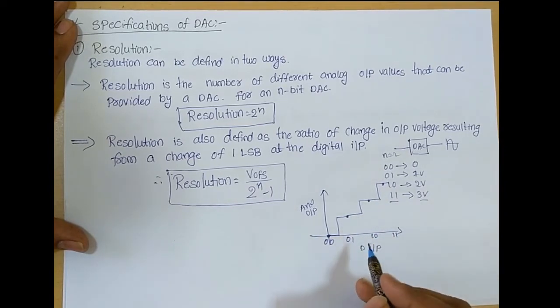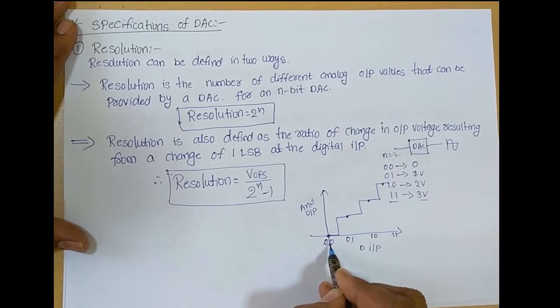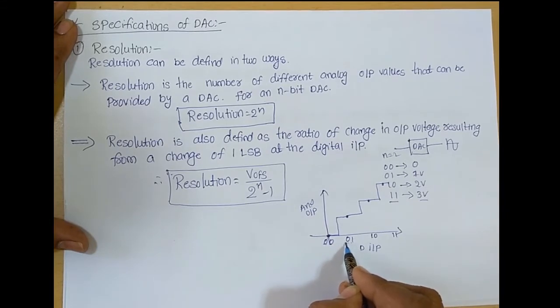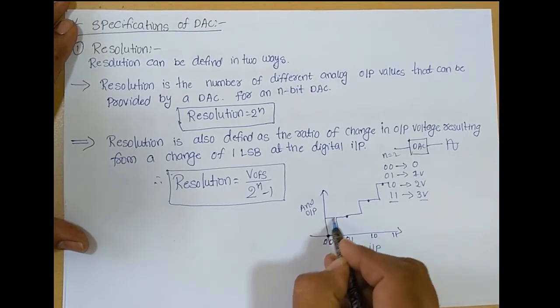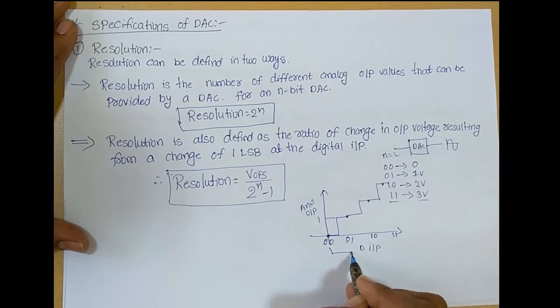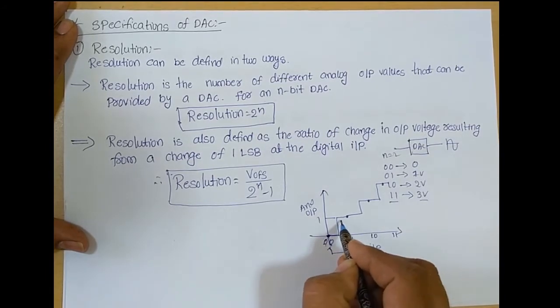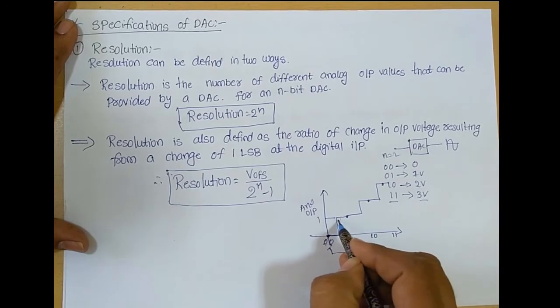Here we observe one important point: if we give the input 0 0, we get the output 0 volts, and similarly if we give the input 0 1, we get the output 1 volt. Now we compare these two inputs: here the input is 0 0 and here the input is 0 1. Comparing these two inputs, only one LSB bit has changed. This LSB bit provides the analog output change, which we consider as the resolution.